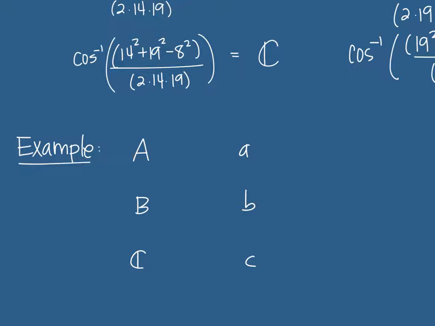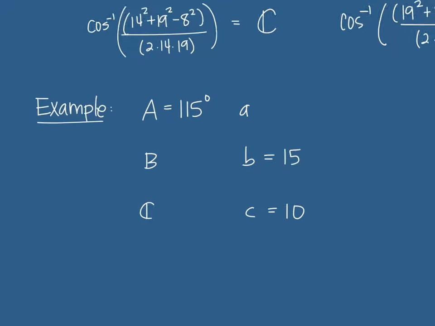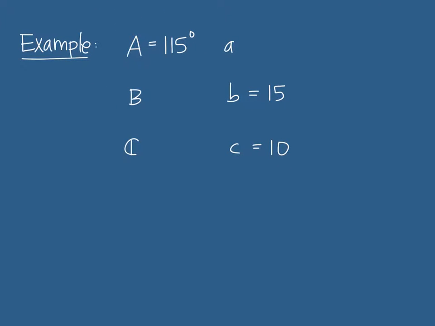Okay, all right, so we've got 115 degrees and 15 for side B and 10 for side C. All right, there's our example. Clearly no pair, and there's no way to get a pair. So we're going to have to use the law of cosines.